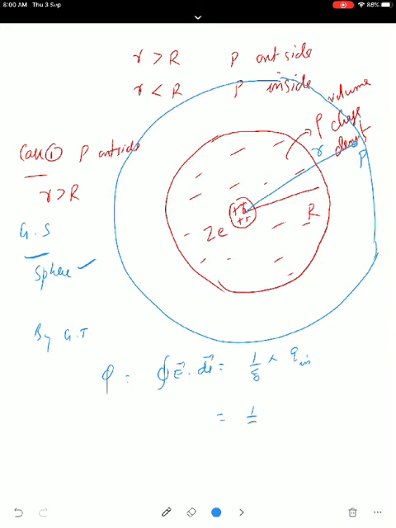Can anyone tell me what is the q inside here? What is q inside this Gaussian surface? Anyone? 0. Why is it 0? Because positive and negative charge are equal. Positive and negative charge are equal, so that is a very important point here.